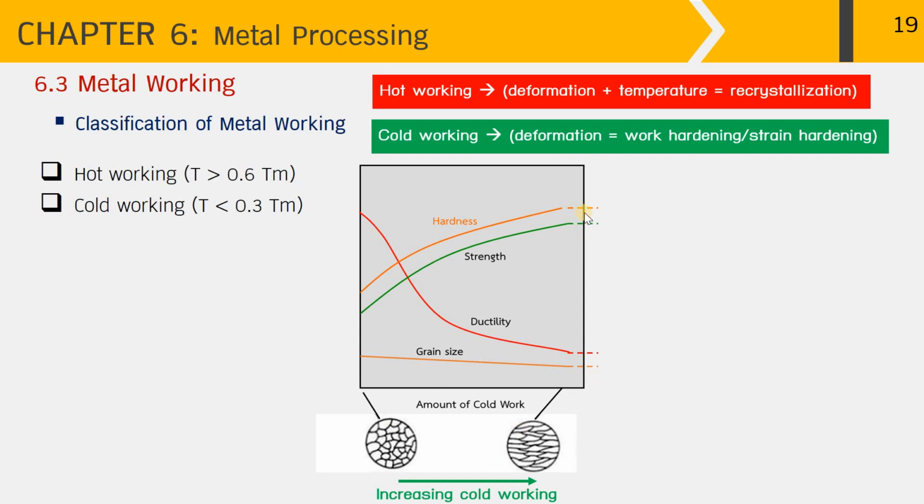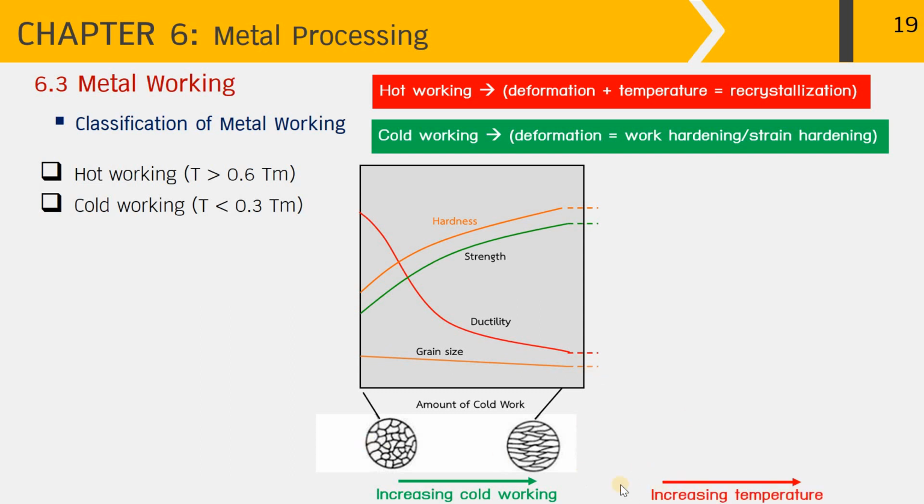Now in this graph above, we can see the variation of mechanical properties such as hardness, strength, and ductility with increasing cold work amount. As you can see over here, the hardness and strength increase gradually with increasing amount of cold work. On the other hand, the ductility reduces gradually with increasing amount of cold work. For the microstructure, the grain size reduces just a little with increasing amount of cold work.